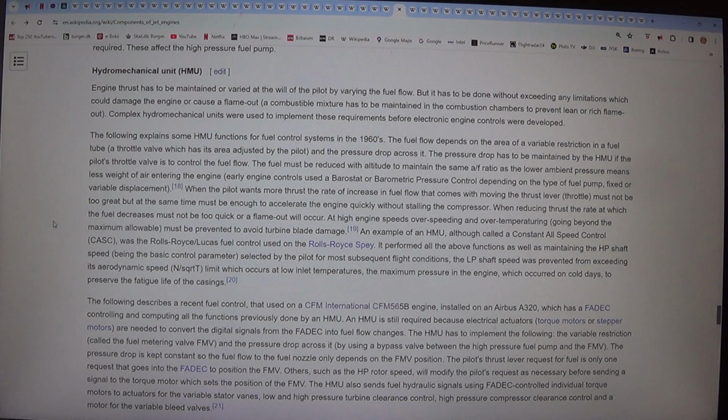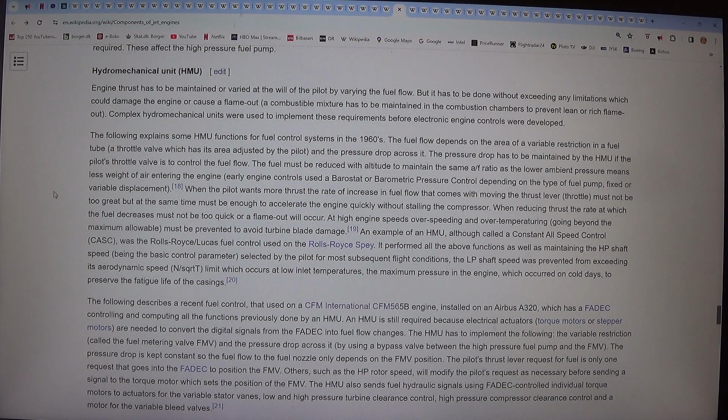An example of an HMU, although called a constant all-speed control, CASC, was the Rolls-Royce/Lucas fuel control used on the Rolls-Royce Spey. It performed all the above functions as well as maintaining the HP shaft speed, being the basic control parameter, selected by the pilot for most subsequent flight conditions. The LP shaft speed was prevented from exceeding its aerodynamic speed, N/SQRTT, limit which occurs at low inlet temperatures. The maximum pressure in the engine, which occurred on cold days, was also limited to preserve the fatigue life of the casings.